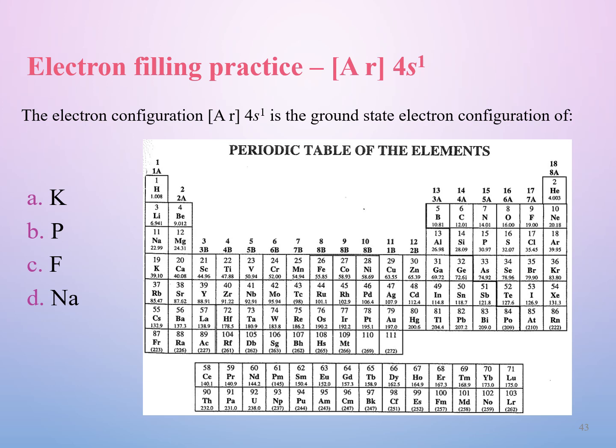So here's the question. The electron configuration Ar 4s1 is the ground state electron configuration of who? So Ar 4s1, this is Ar, argon right here, plus 4s1, which would give us potassium. Our answer is A right there.